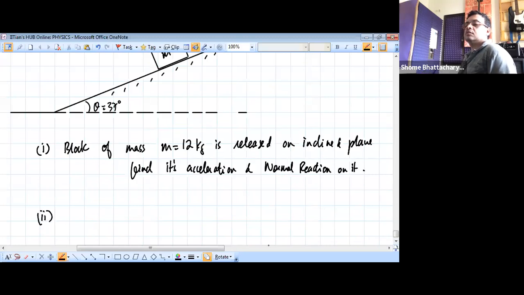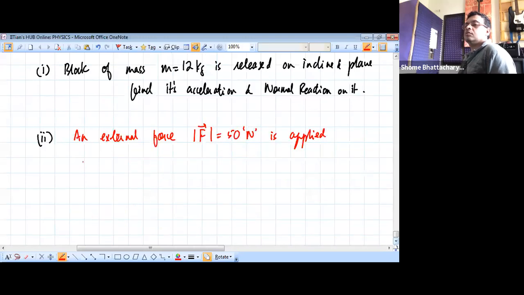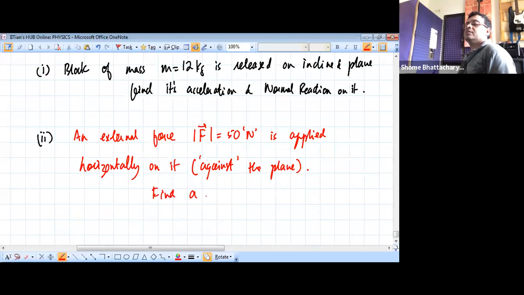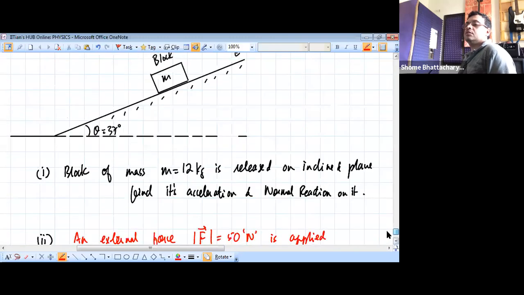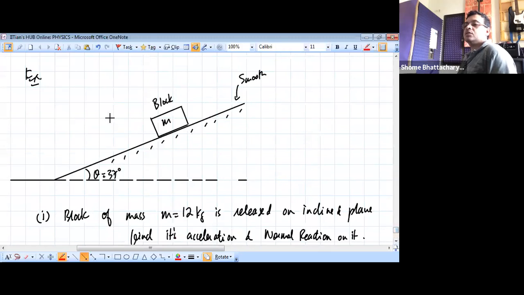In the second case, an external force of magnitude 50 newtons is applied horizontally on it, against the plane. So again, find the acceleration and normal reaction. In the second case, not in the first case, we are applying a horizontal force like this. It's trying to act against the inclined plane. Like this. And that force is of magnitude 50 newtons. Take g as 10 and solve the question.